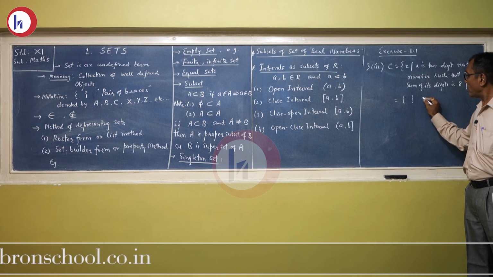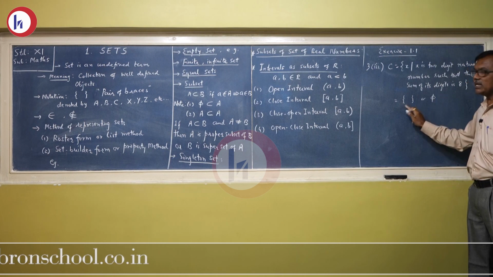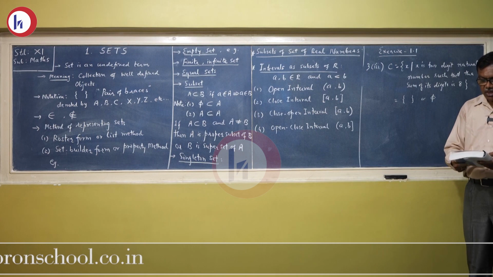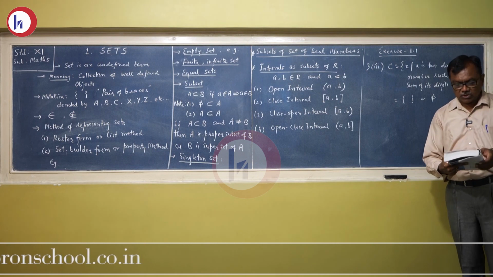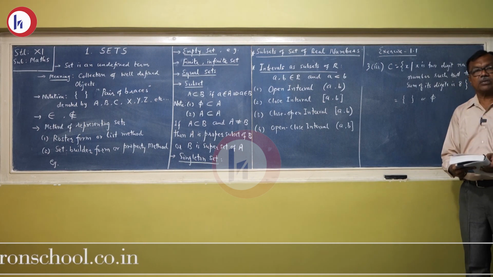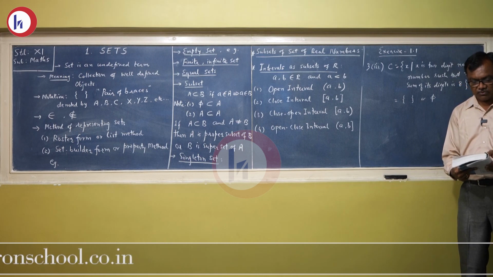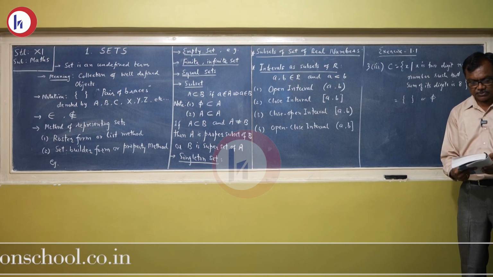This one you can write, or you can write this. Any one you can write, don't write both. So in this way, you can list out the elements. You can solve the example of 3. Write the following sets in the roster form. All the same type of example is given to you.